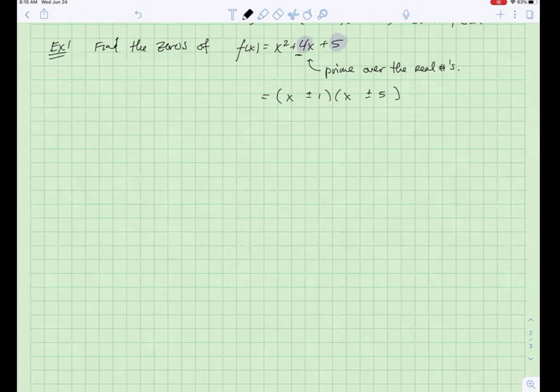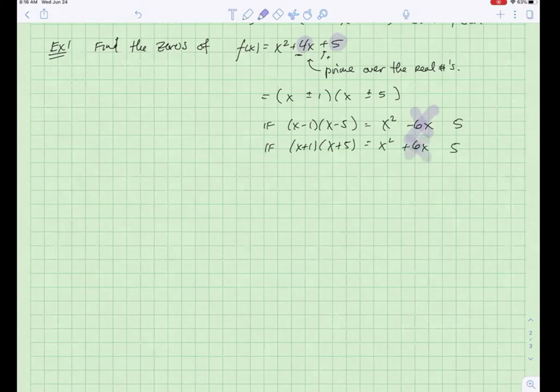That is to say, because this is a positive 5, these signs have to be the same. So if it is x minus 1 times x minus 5, that will give me x squared and a positive 5, but this will give me negative 6x in the middle. And that is not what I'm looking for. And if it is x plus 1 times x plus 5, that'll give me an x squared and a 5 on the end, but it'll give me plus 6x.